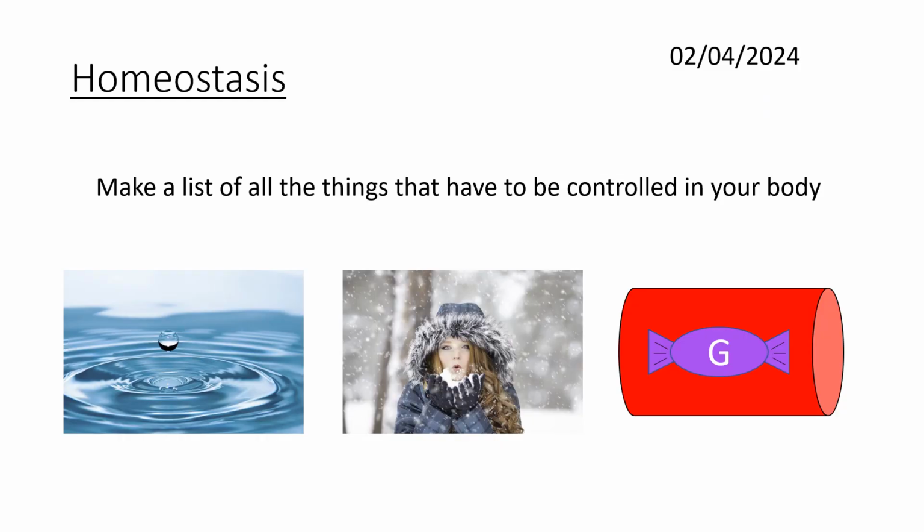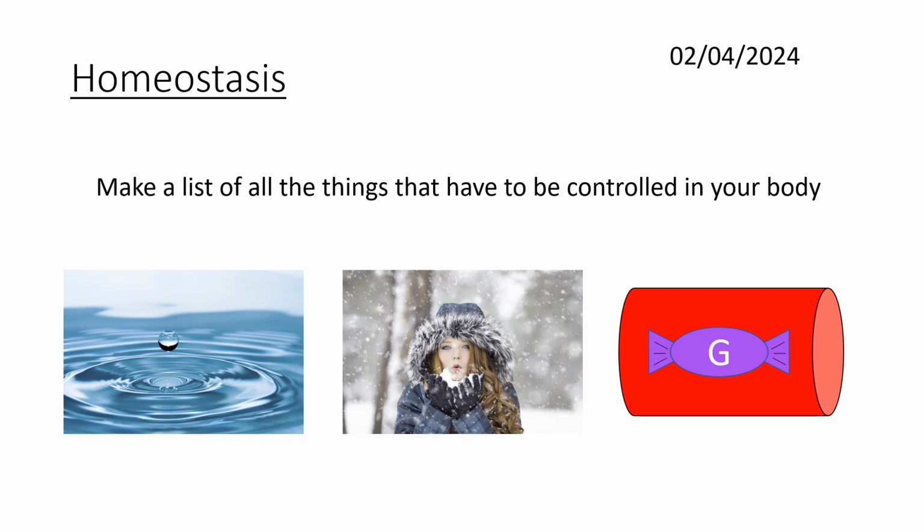So hopefully you've now got a list of all the things that could be controlled by your body. The pictures in front of you represent three of the main things you need to know for the GCSE exams that your body controls. Pause for a moment and see if you can work out what each of the pictures represent, and when you're ready you can restart. So pause now.